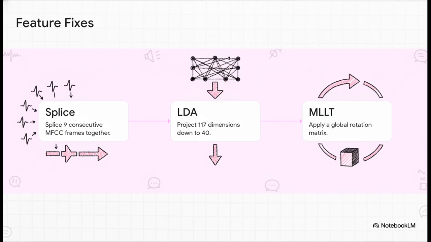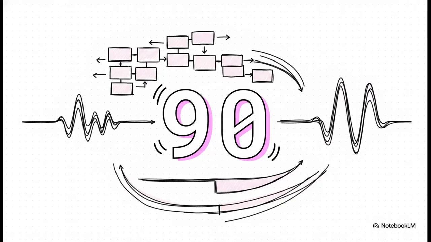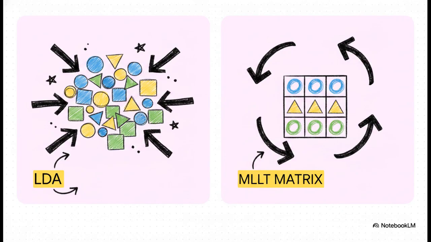Now let's unpack why these specific numbers and steps matter so much. It all comes down to the number 90. Splicing exactly 9 frames with a 10 millisecond hop between them captures exactly 90 milliseconds of audio. Why 90? Because typical phonemes last between 50 and 100 milliseconds. That 90 millisecond window is the absolute perfect sweet spot to see a phoneme's dynamic trajectory without blurring into distant, unrelated phonemes. Now for the analogy.